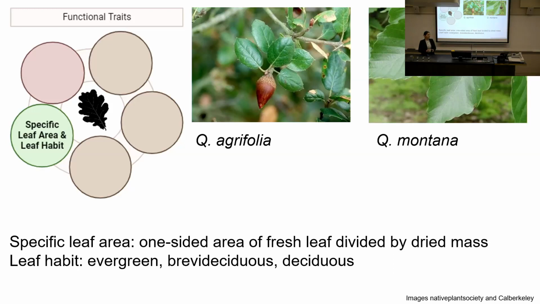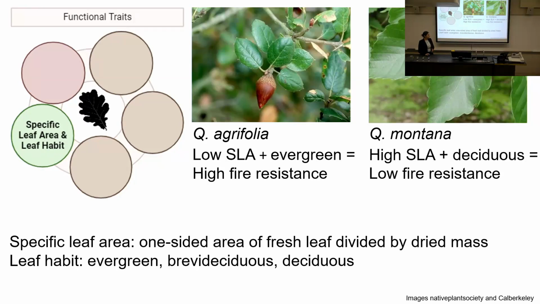Here I just wanted to highlight two species and how they would relate to that fire resistance score: Quercus agrifolia and Quercus montana. Quercus agrifolia has a lower specific leaf area, and it's an evergreen leaf habit. So that would be of higher fire resistance because it's going to be holding on to those leaves, versus Quercus montana that has a higher specific leaf area and is deciduous in leaf habit. So it is denoted lower fire resistance because these leaves will be dropping, adding more fuels to the forest floor.